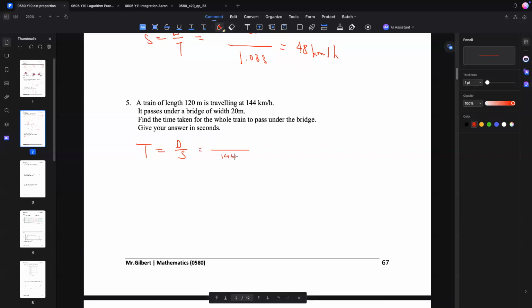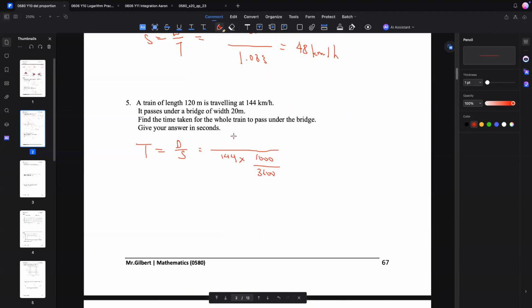Yes. So we got our speed here, which is how much? 144. Times 1,000. Correct. Times 1,000 over 3,600. Are you sure it's 120 above?